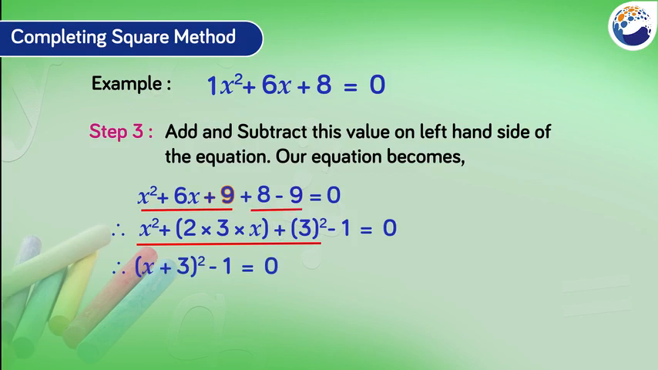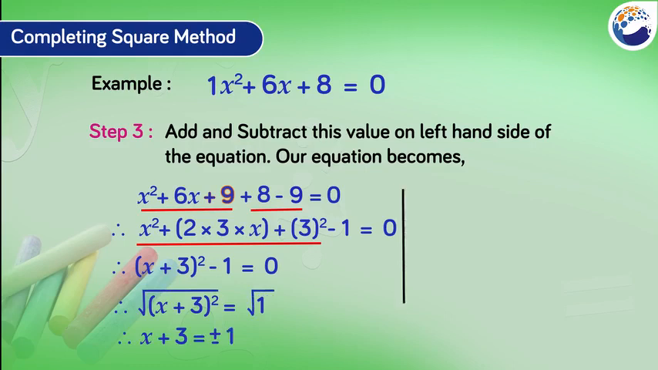Shift the term, not a part of the perfect square, to the right hand side. (x + 3)² = 1. Take square root on both the sides. Square root of (x + 3)² is equal to square root of 1. x + 3 = ±1.